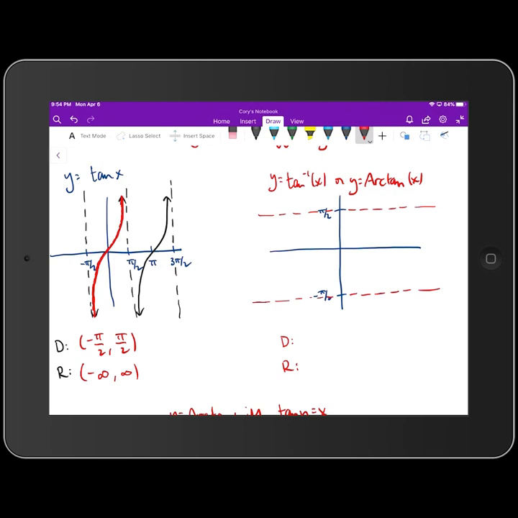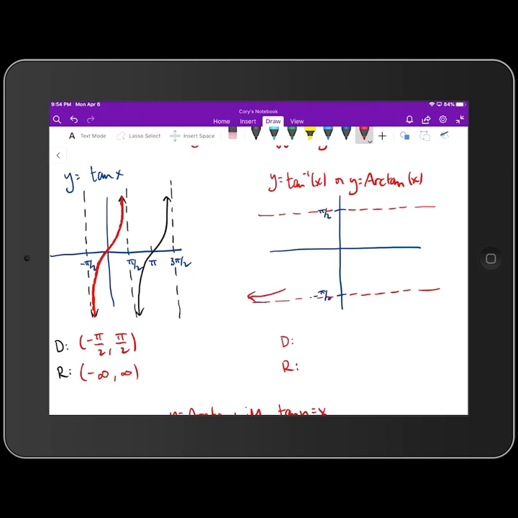And then when we look at the graph of tangent, as the x values go to negative pi over 2, the y values go to negative infinity. So as the y values go to negative pi over 2, the x values are going to go to negative infinity. So that means our graph is going to look like that.